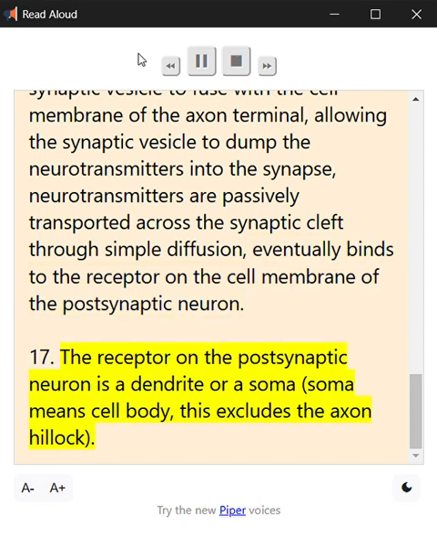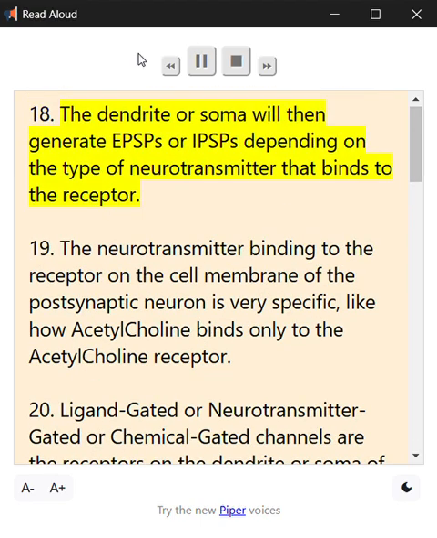17. The receptor on the postsynaptic neuron is a dendrite or a soma. Soma means cell body. This excludes the axon hillock. 18. The dendrite or soma will then generate EPSPs or IPSPs depending on the type of neurotransmitter that binds to the receptor. 19. The neurotransmitter binding to the receptor on the cell membrane of the postsynaptic neuron is very specific, like how acetylcholine binds only to the acetylcholine receptor.